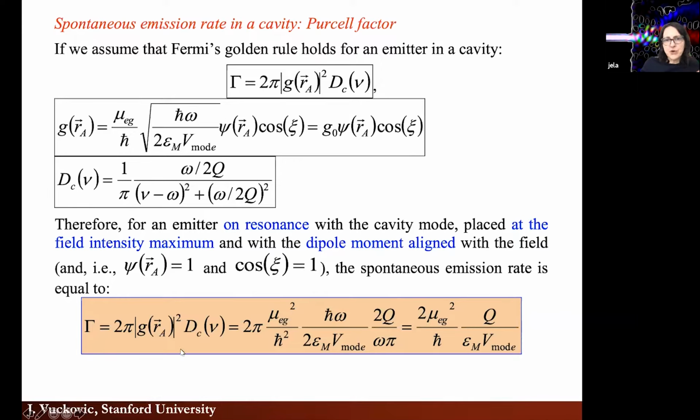And of course, since you have g naught squared, you will have 1 over mode volume. You have square root of the square root. So the whole spontaneous emission rate basically depends on dipole moment squared and depends on Q divided by mode volume. Okay, so this is already very, very different than free space spontaneous emission rate, or spontaneous emission rate in a material with refractive index n.